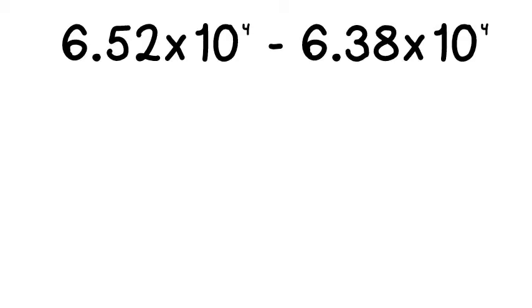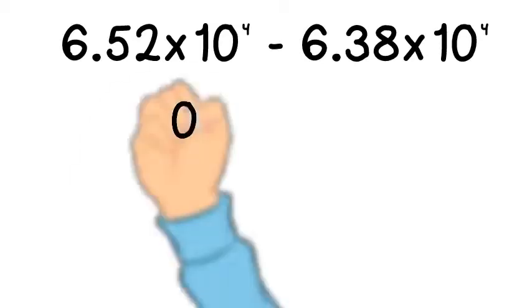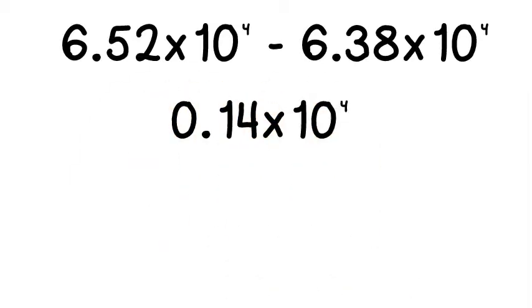In this example, we are just subtracting instead of adding. And so we take 6.52 minus 6.38 to subtract the factors. We can do this because the exponents are the same. So we get 0.14 times 10 to the fourth. That's keeping the exponent the same.